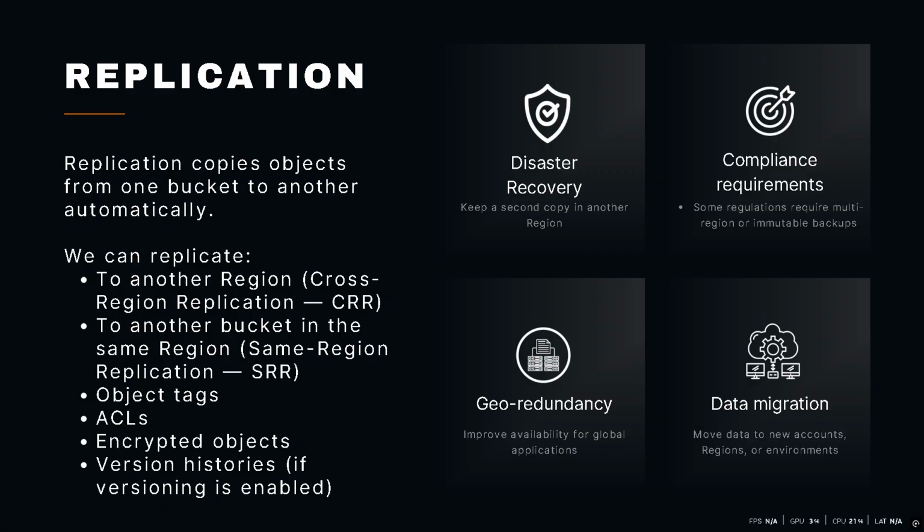And replication copies objects from one bucket to another bucket automatically. We can replicate to another region or to another bucket in the same region. Object tags, ACLs, encrypted objects, and version history are included. So for disaster recovery, keep a second copy in another region. That is when we can use it. And compliance requirements, like some regulations require multi-region or immutable backups, data migration, moving data to new accounts, regions, or environments, and improving availability for global applications, global redundancy.